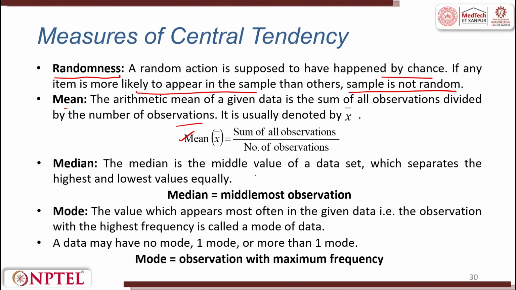Median is the middle value, that is, the median is the midmost observation. Mode is the value which appears the most in the given data. The observation of the highest frequency is called the mode. The data may have no mode, one mode or more than one mode. Mode is equal to the observation with maximum frequency.